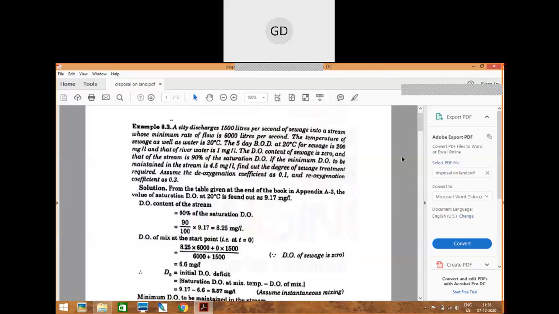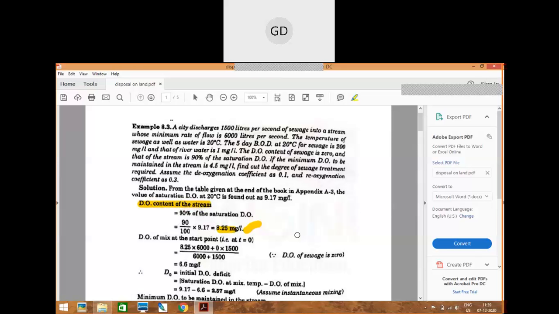Now what you need to find out first is the DO content of the stream. The question mentions that the DO content of the stream is 90% of the saturation DO. We have the saturation DO value, 9.17, so 90% of 9.17 gives 8.25 milligram per liter. So you have calculated the DO content of the stream as 8.25 milligram per liter.